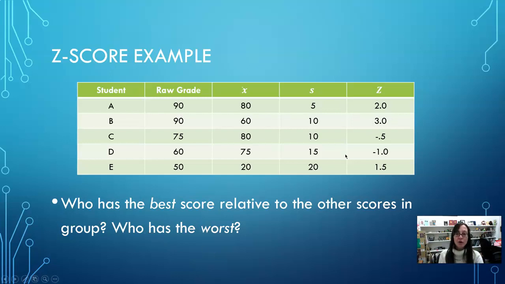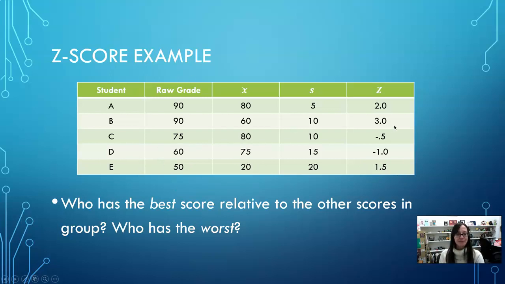And then who has the worst? It's not this person with the 50, it's actually this person with the 60, because they are 1 standard deviation below the mean. So they are the one who has the worst score relative to the other scores. This other person who got 90 did pretty well. They're 2 standard deviations above the mean as well. But this person who got the 50 is actually third highest, so they are right in the middle in terms of how well they did compared to these other 4 students.